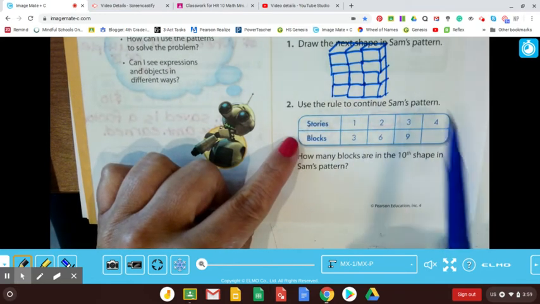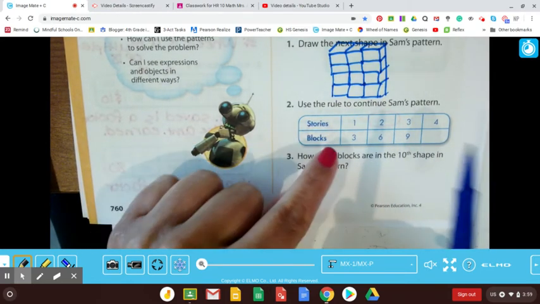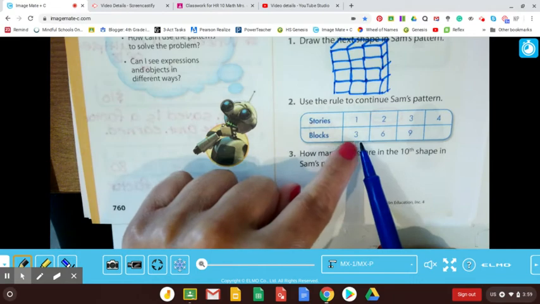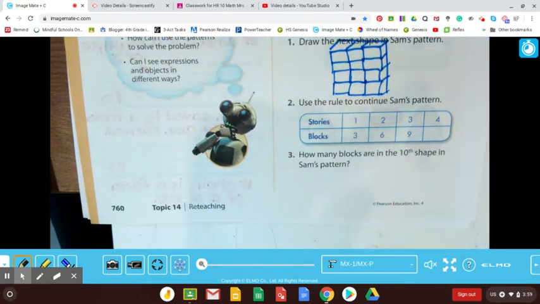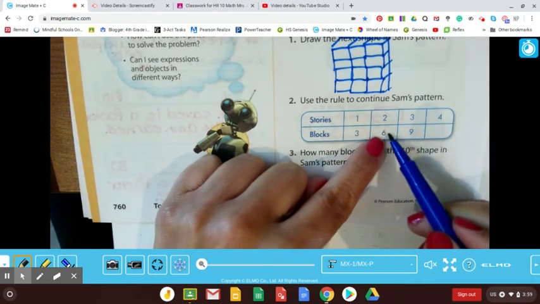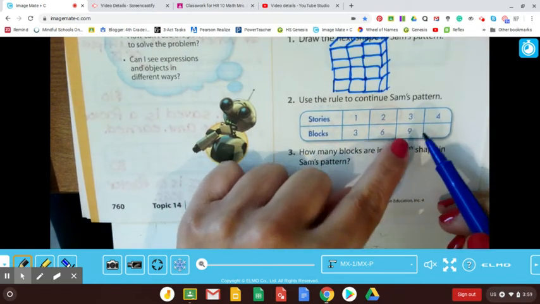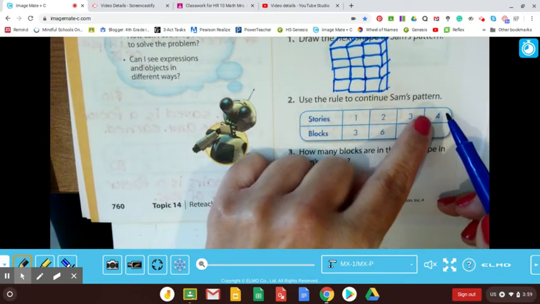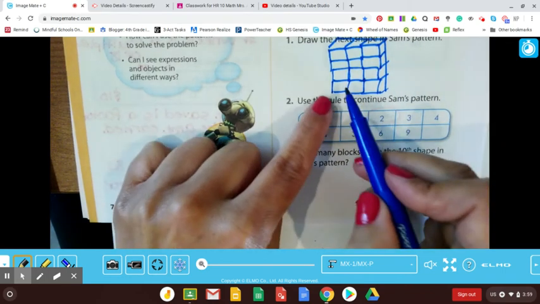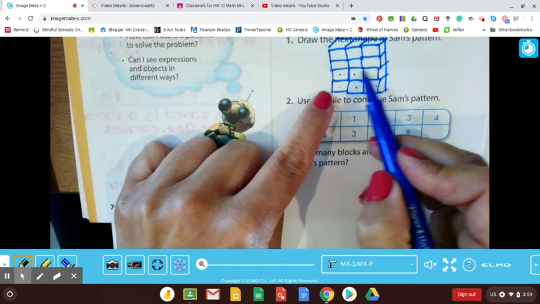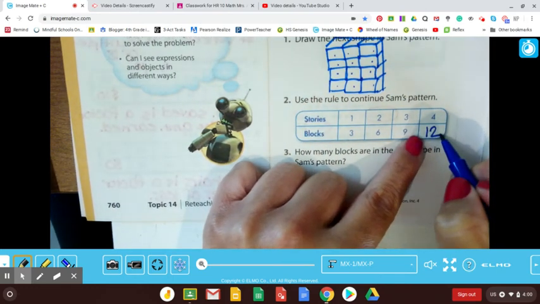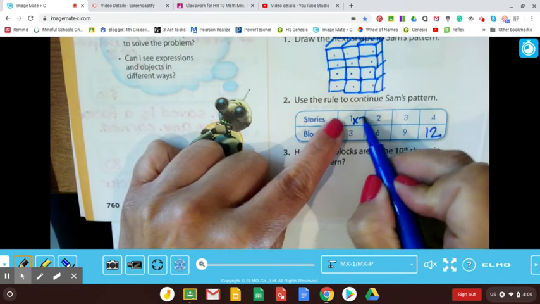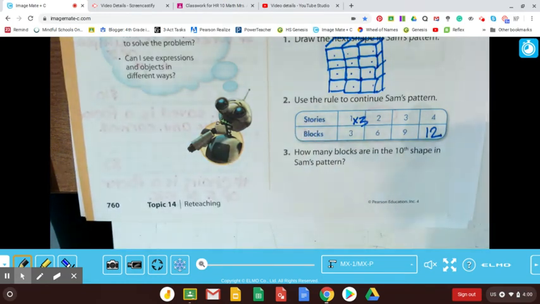Use the rule to continue Sam's pattern. One story has 3 blocks in it. 2 stories, meaning stories of a building, like the height, has 6 blocks. 3 stories is 9 blocks. 4 stories would be how many blocks? 1, 2, 3, 4, 5, 6, 7, 8, 9, 10, 11, 12. What were we doing here? We were multiplying by 3. So our rule is multiply by 3.